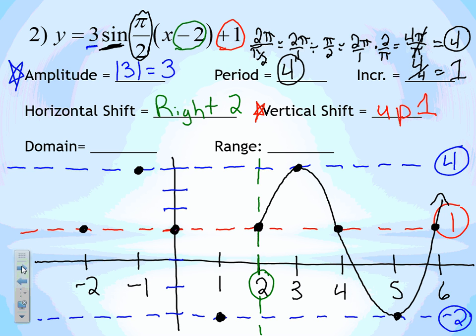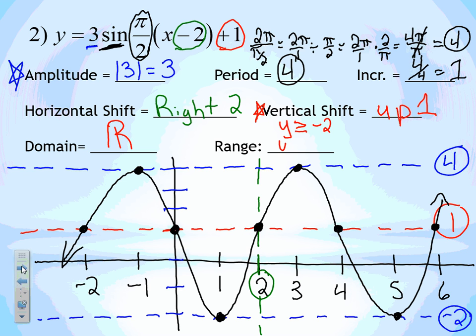I stopped and started in the same spot. I have 1, 2, 3, 4, 5 points. Put in my line, nice and curved, make sure I'm touching my amplitudes. Put in my arrow, and now it's time for domain and range. Domain, always all real numbers. Range, y is greater than or equal to -2. y is less than or equal to 4. Or if you prefer to write it like this, -2 to 4.